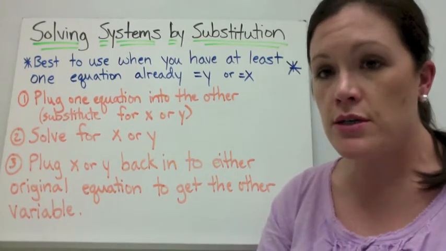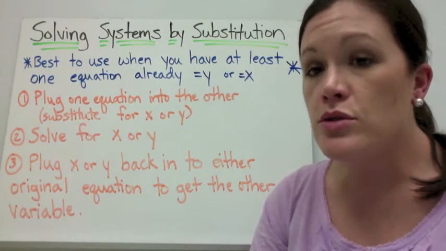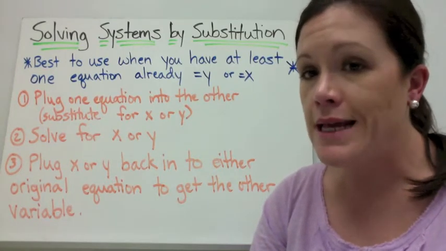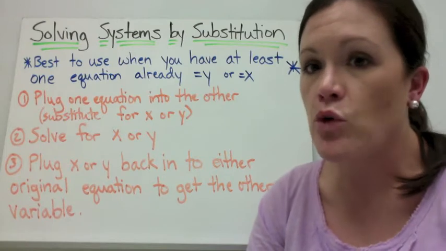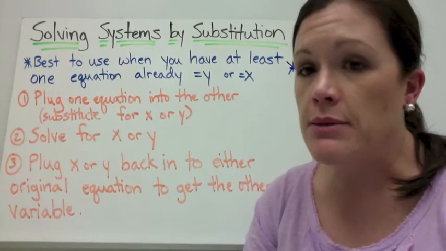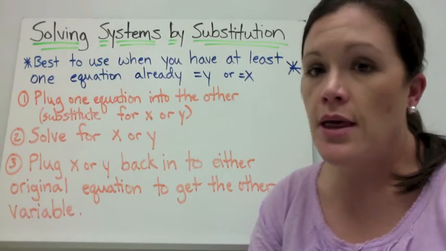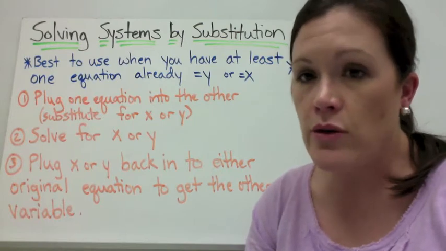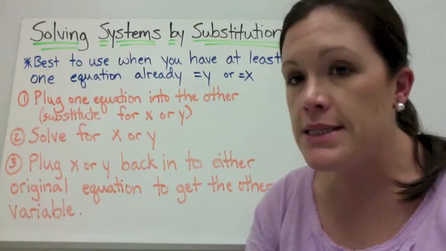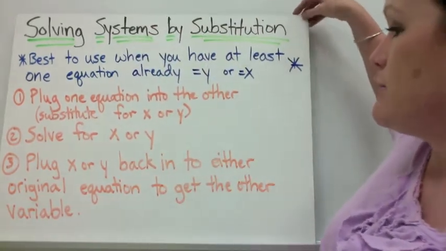You could have one solution, so you get an x and a y. You could end up with no solution if you get a false statement while you're solving, like 4 equals 10, which is not true. And you could also end up with infinitely many solutions. So if you're solving and you just end up with 2 equals 2, that's true, but you don't have x anymore. So if that happens, you have infinitely many solutions. Let's check out some examples.